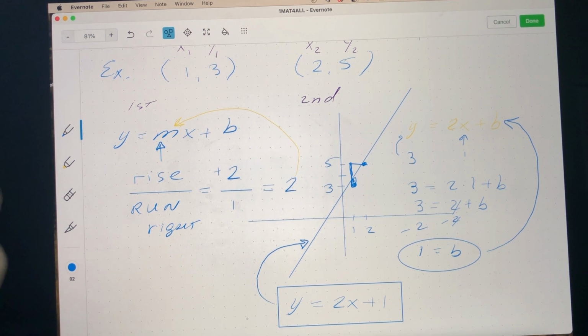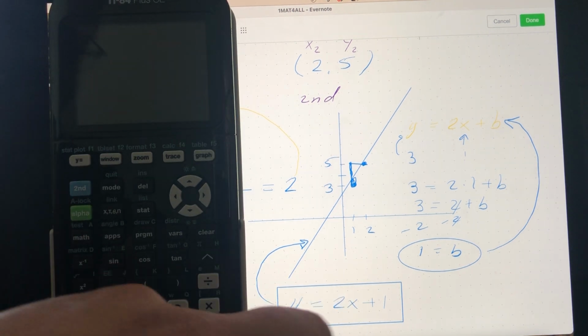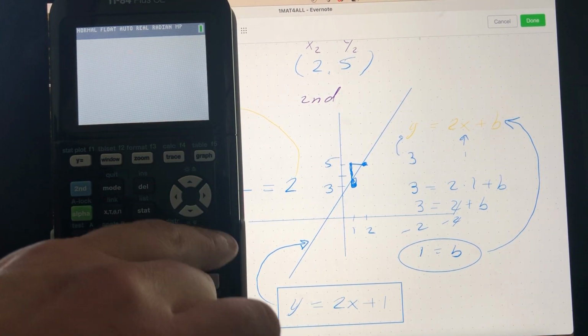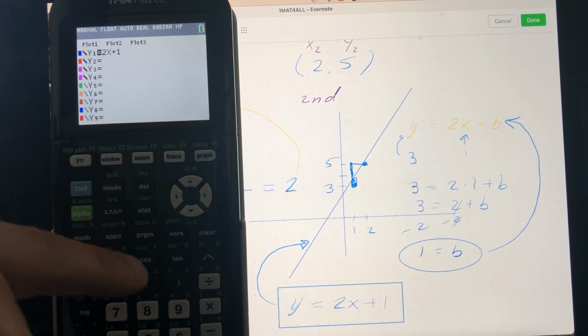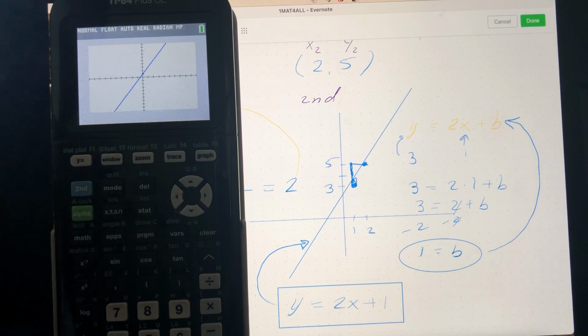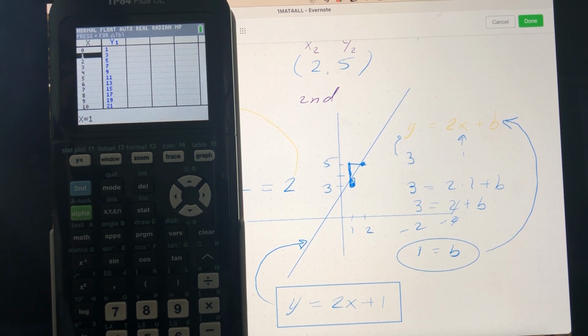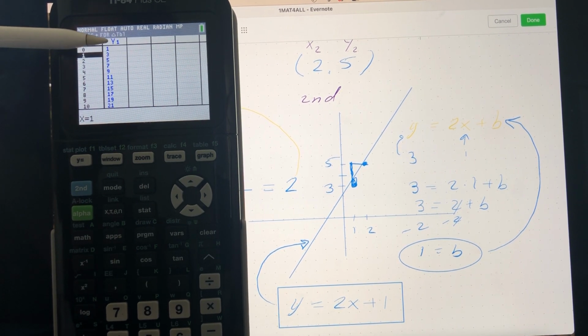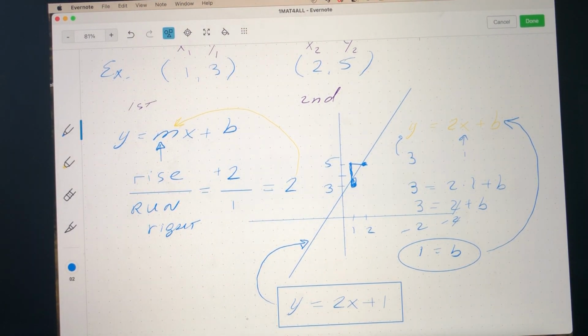Let's have a look at it with a calculator. So here is a calculator. We will type in our equation and see if it actually goes through the points that we had. So here was 2x plus 1. We typed it in. And if we look at the graph, here is the picture. Now, the table will show us the list of points. And we can see here is our first point, 1, 3. Here's our second point, 2, 5. So our straight line went through the 2 points that we were given, which means we have found the correct equation of a straight line.